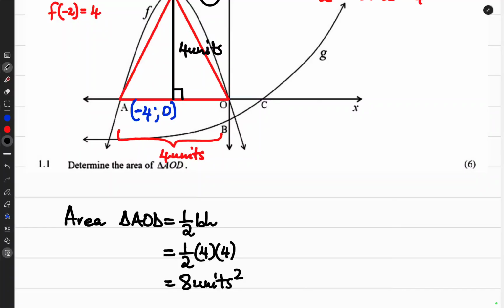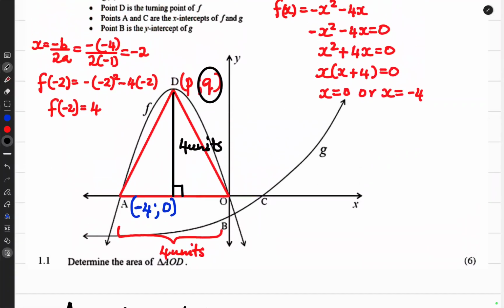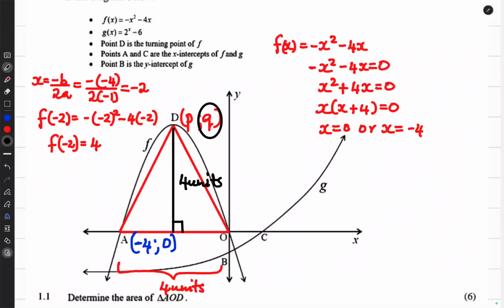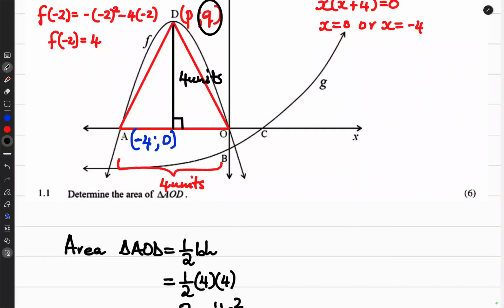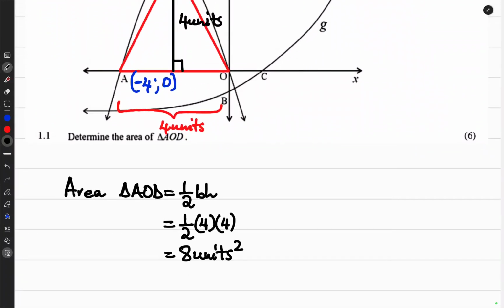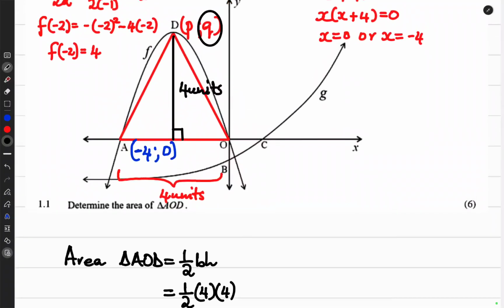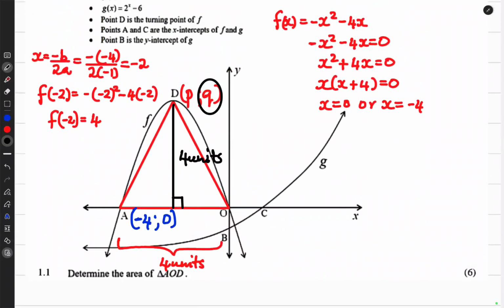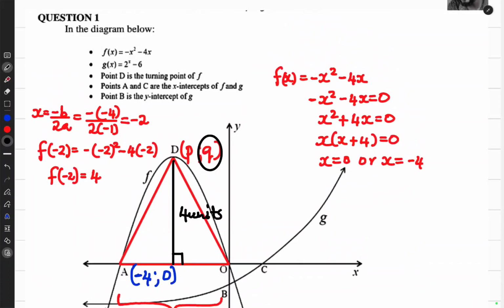That was very, very nice. You had to remember how to find the turning point, how to calculate the x-intercepts, and also the formula to calculate the area. So it was a very nice question, guys. I believe you've enjoyed this question.